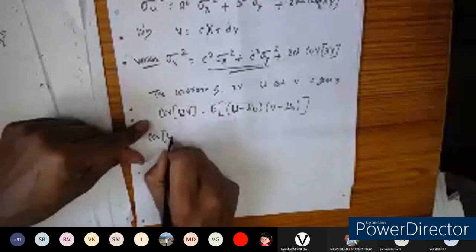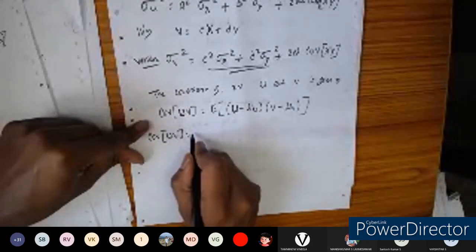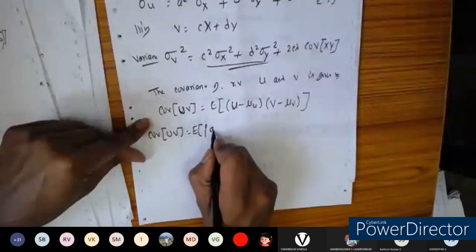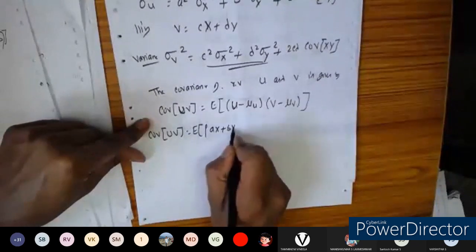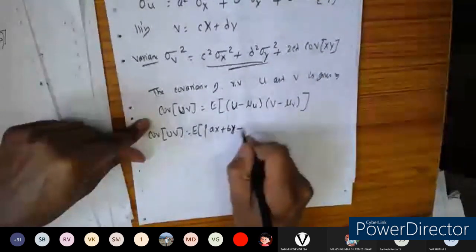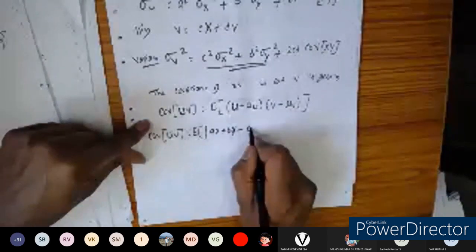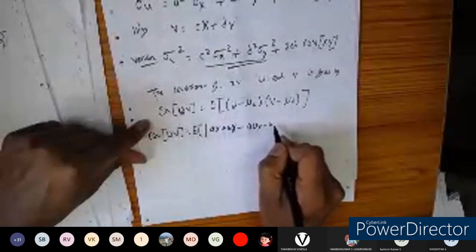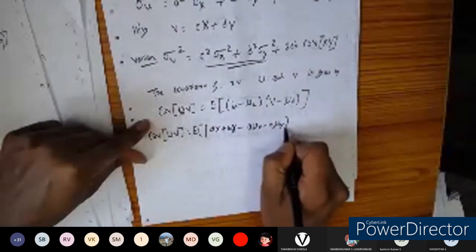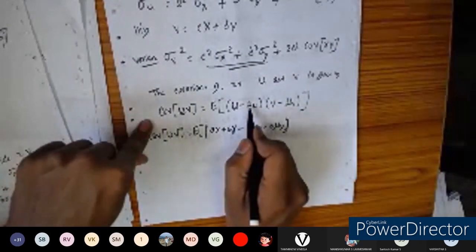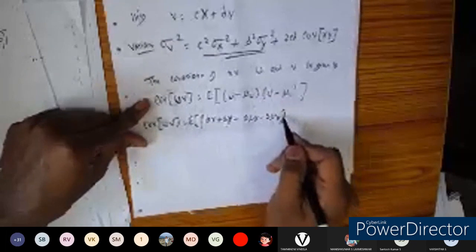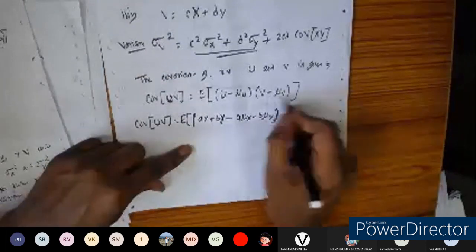So covariance of u, v is equal to the expectation of u, so u is nothing but aX plus bY minus the mean of that, which is a·μx plus b·μy. I'm substituting for the term u and μu here. Similarly, let us substitute for the term v and μv here.